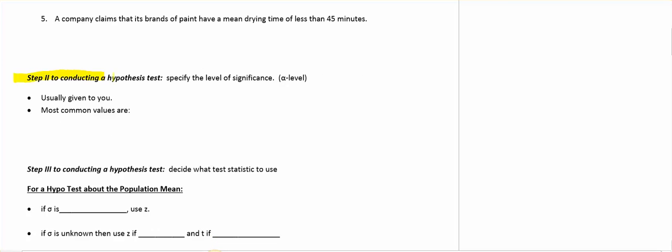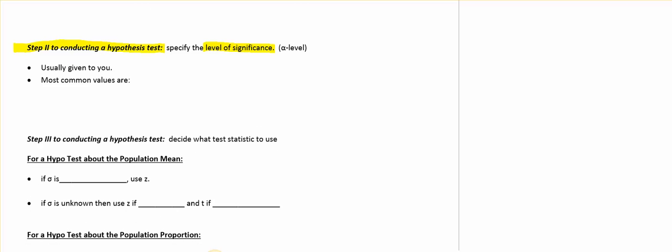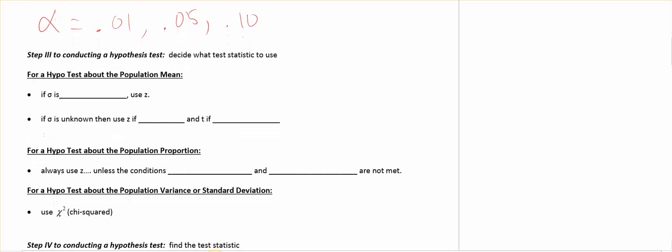Step 2 for conducting a hypothesis test is the level of significance. This is typically given to you, and it's kind of the error of your test, sort of. Values for alpha levels of 1%, 5%, and 10% are pretty common. But if you want to think about that as the error of your ways, that wouldn't be a bad thing to think about.